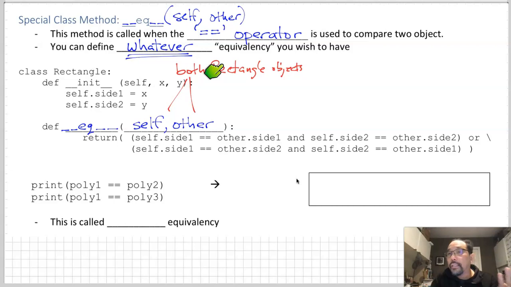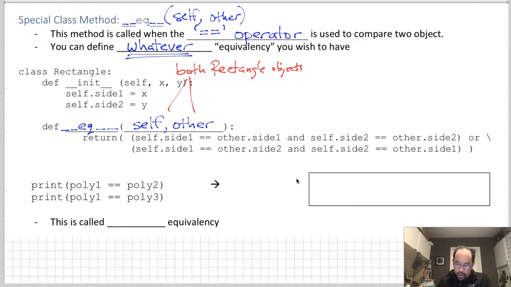Other is also a rectangle. And so other is also going to have these same attributes. There's going to be an other.side1 and an other.side2 that we can access. Okay? So you have to think more broadly when you think of these two words, self and other. They're not just two variable names. They are object references that are of type rectangle. So let's look at it in this context here to understand it and visualize it a little bit.